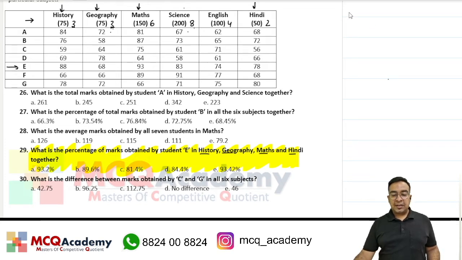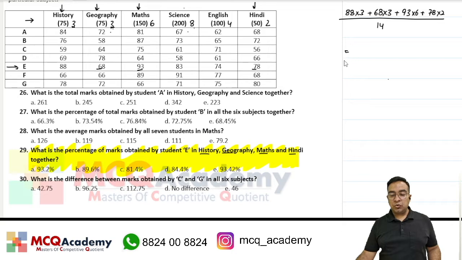कैसे कैलकुलेट किया जाएगा? सेम मेथड हम लोग यूज कर रहे हैं. 88 मल्टीप्लाइड बाय इंडिविजुअल वेट, दैट इज 3, प्लस 68 इंटू 3, प्लस 93 इंटू 6, प्लस 78 into 2, whole divided by the total of these weights, which is equal to 3 plus 3, 6 plus 6, 12 plus 2 is 14.